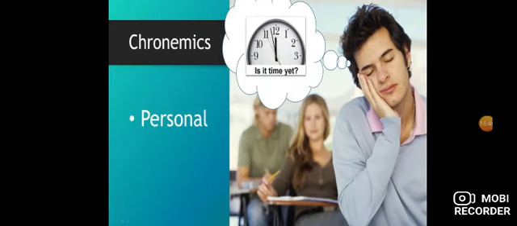Then comes chronemics. Chronemics is related to time. It is really important to have a sense of time when we are saying something, at what moment we are saying something, or whether it is the right time to say something. This particular concept is really important and it is called chronemics. The time factor is one of the most important factors in the communication process.